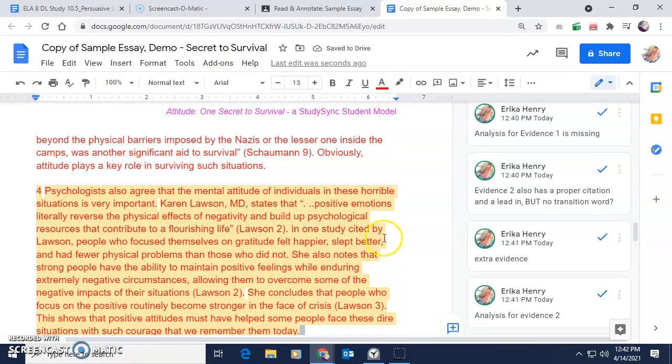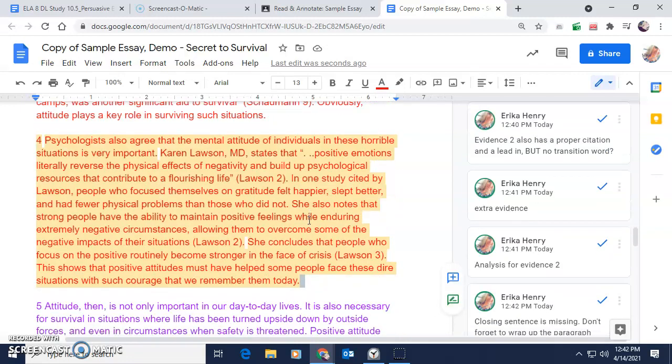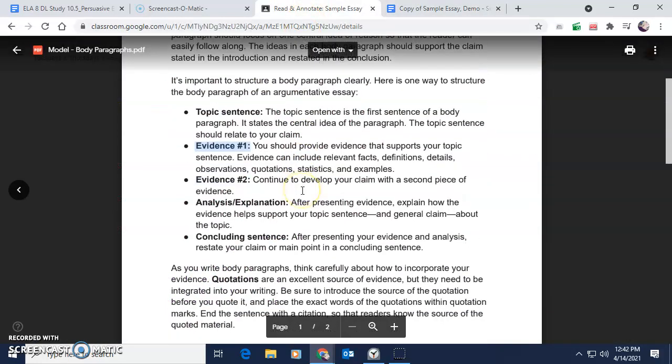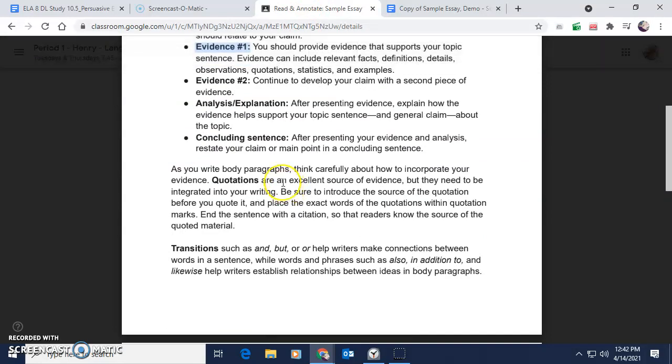So, the student is off to a good start, but there's some things missing. We don't have transition words in this particular paragraph. We do have lead-ins and citations, but we're missing a closing sentence. We're missing analysis, and this is all a problem. All right, continuing on. Go ahead and scroll to the bottom of page 1 on your model.